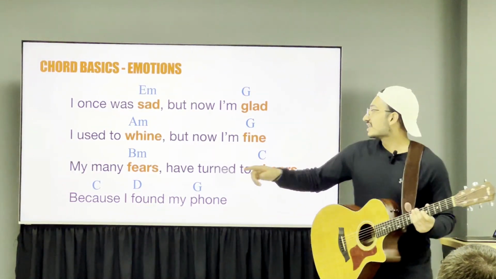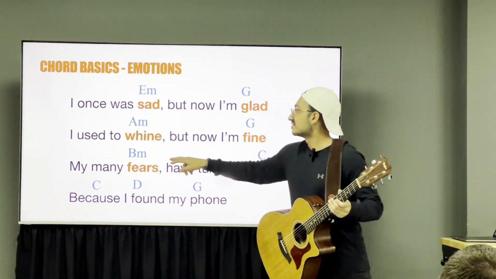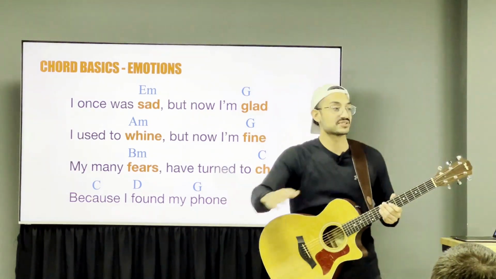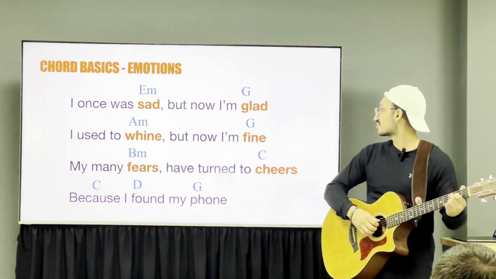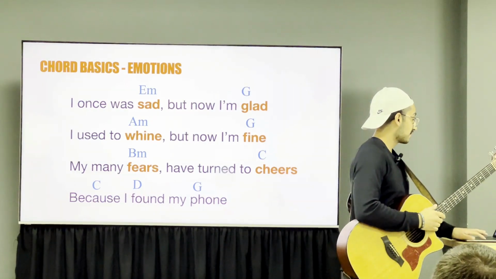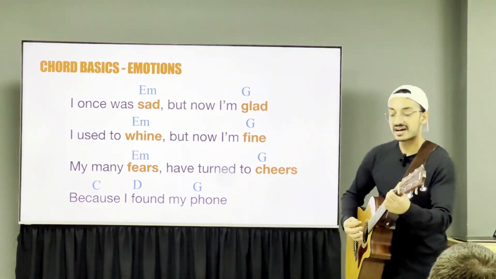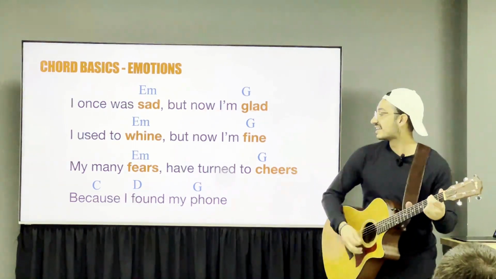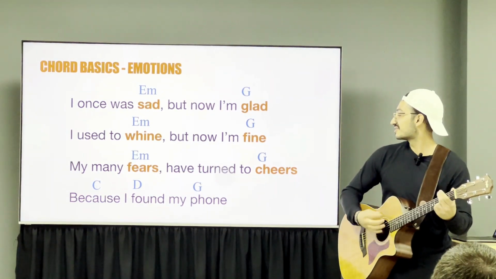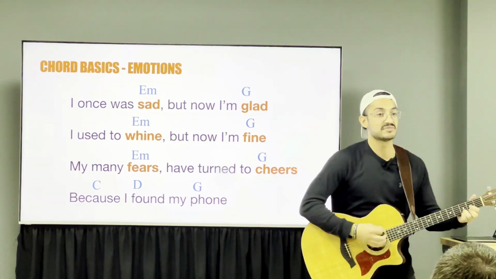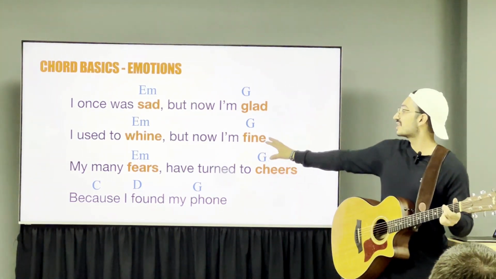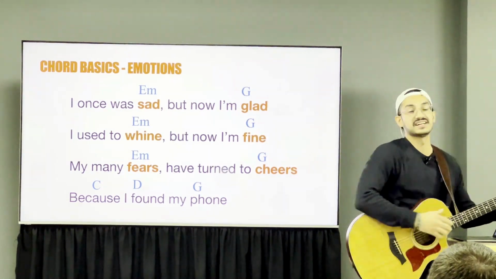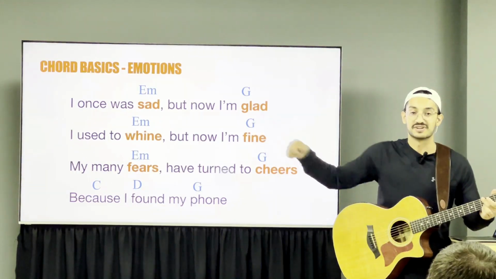But what I did was I used three different sad chords for three different sad words. That made it sound like, wow, this was all over the place. This was really a difficult struggle to find the phone. But what if I played this? I once was sad, but now I'm glad. I used to whine, but now I'm fine. My many fears have turned to cheers because I found my phone. This just makes it emphasize it was a long struggle to find the phone. You're just repeating chords over and over.